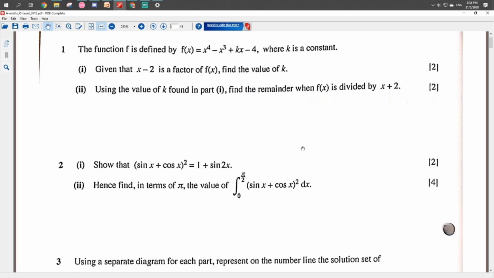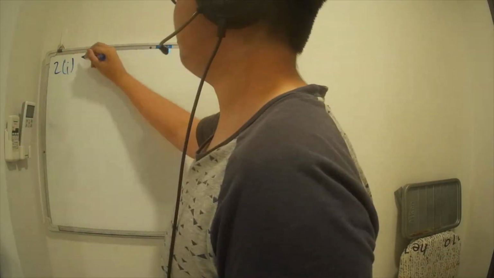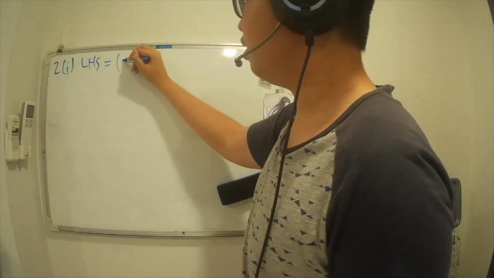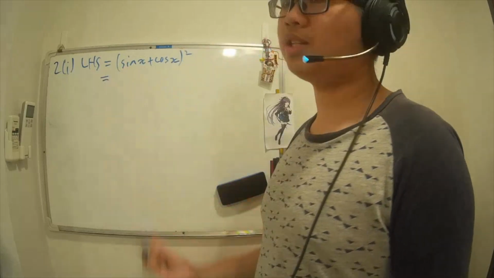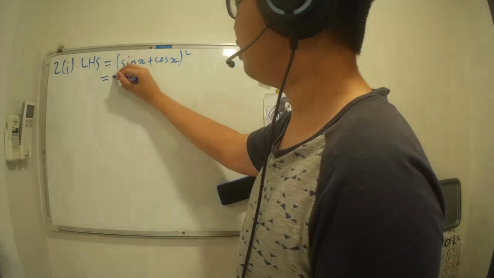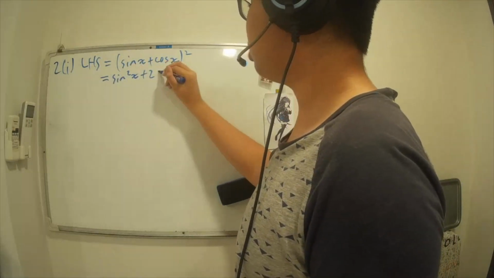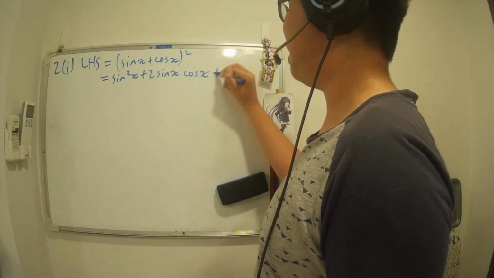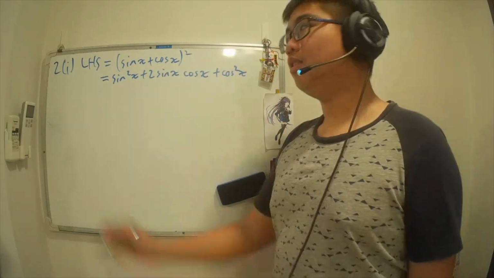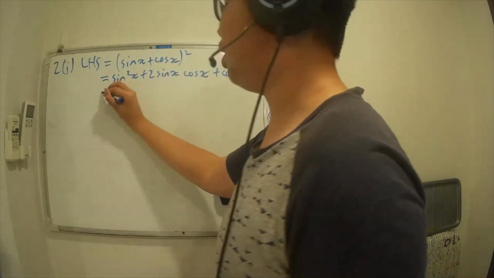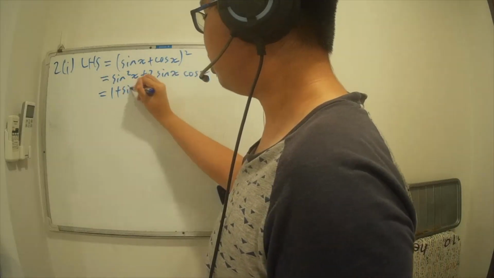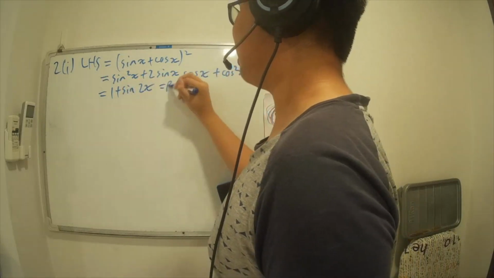Show that sine x plus cosine x, whole thing squared, is 1 plus sine 2x. Alright, that is also pretty straightforward. So we have the LHS, which is equal to sine x plus cosine x, whole thing squared, and then we'll just expand this using the normal algebraic way, right? We will have sine squared x plus 2 sine x cosine x plus cosine squared x. And then sine squared x plus cosine squared x is 1, 2 sine x cosine x is the double angle identity sine 2x. So this is just 1 plus sine 2x. And this is the right hand side, right?